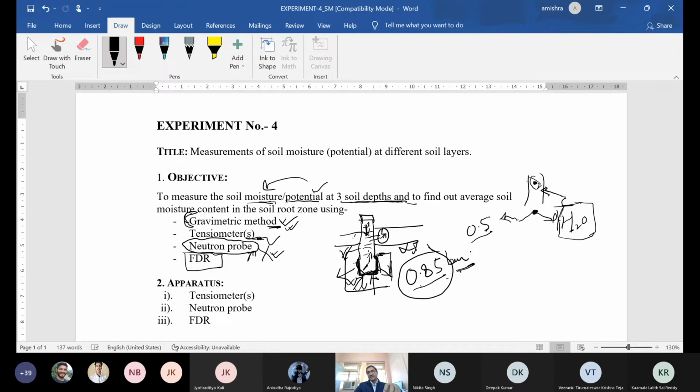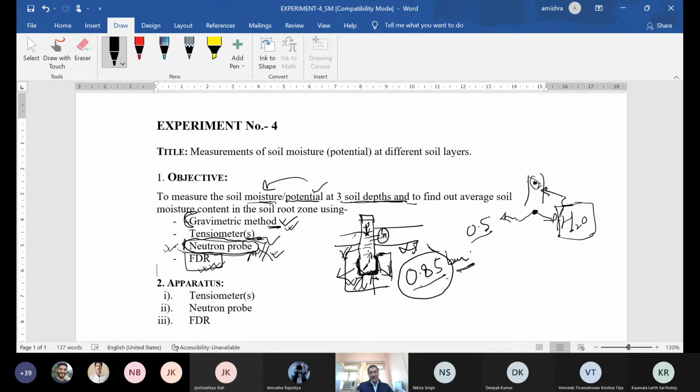Then frequency domain refractometry, that is used mostly. A frequency is developed and the return frequency is noted. So it is basically in a circular way, we are trying to find out the characteristics of soil and how it reacts with the soil moisture available there. So these 4 methods, but 3 only for experiments. The 4th one is only to learn and understand how it works.